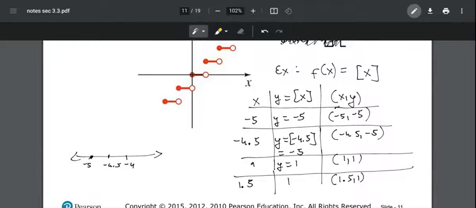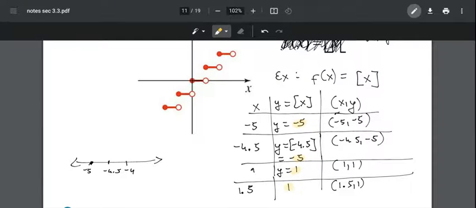So with the greatest integer function, like you guys see, the y values can only be integers. Okay. So if our input is an integer, the y value will be the same integer. If the input is a decimal or any number that is not an integer, then for the output we need to select the closest integer which is smaller than our given input. So in this example, the closest integer which is smaller than negative 4.5 is negative 5.